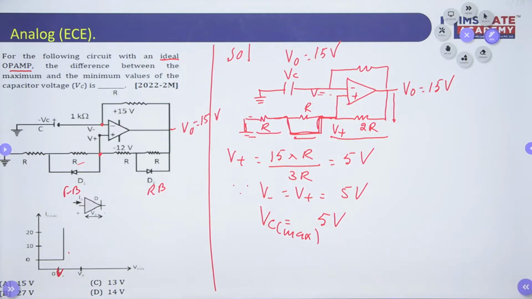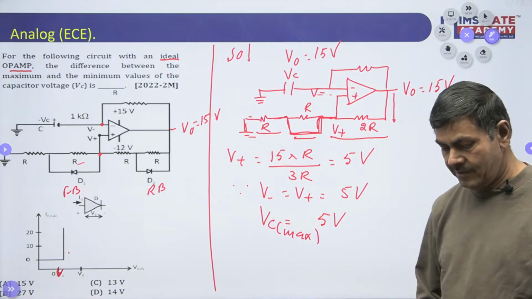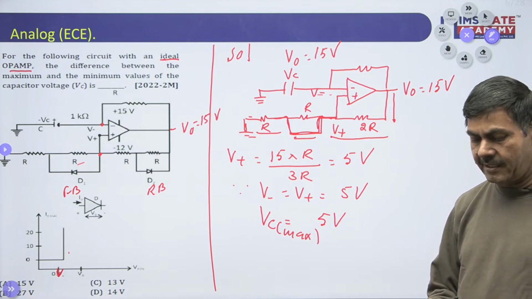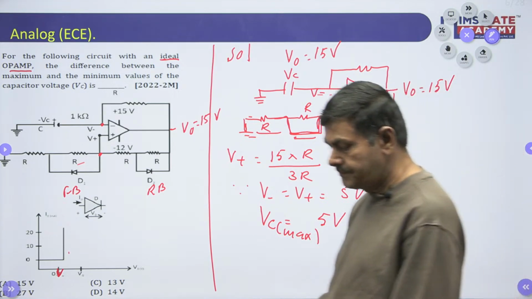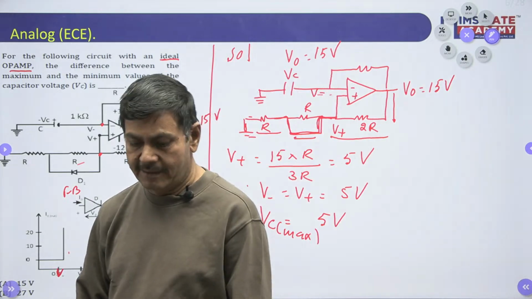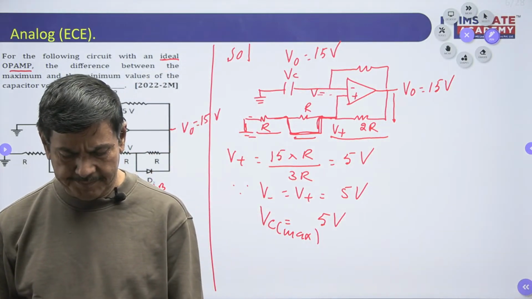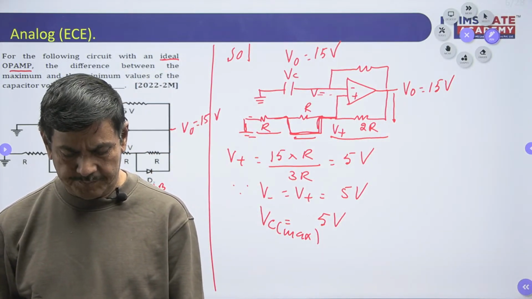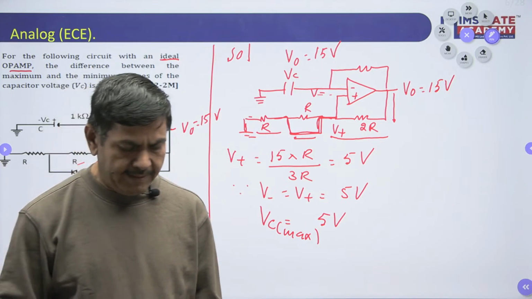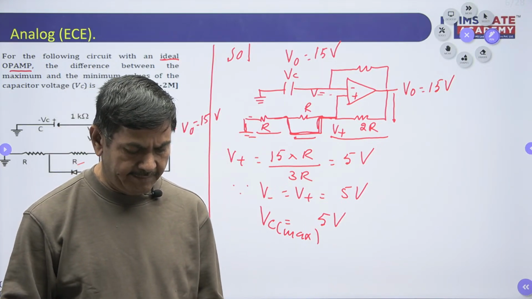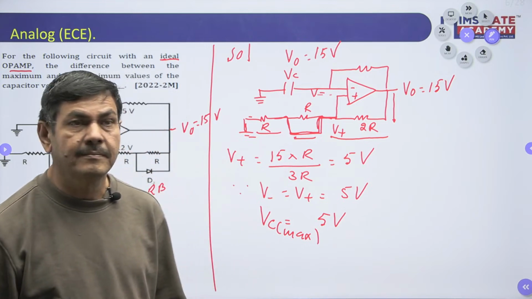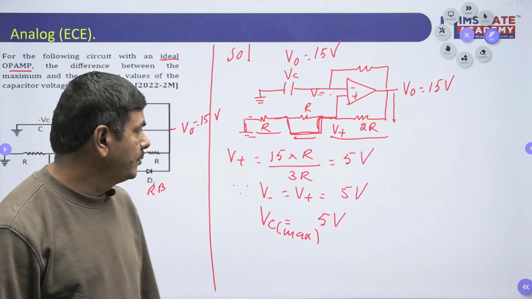What VC minimum can you get from the given circuit? You please try and tell me. I will check the answer. I will check the value. Are you going to get the value perfectly or not? I will check. Anybody can get it? Anybody can give it?